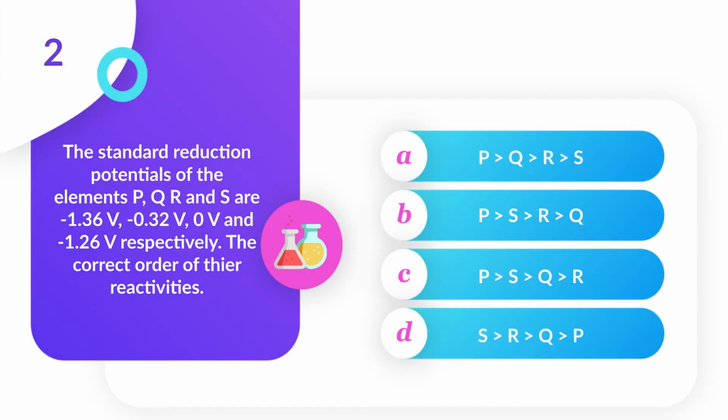So the next question is, let me read out the question. The standard reduction potentials of the elements P, Q, R and S are minus 1.36 volt, minus 0.32 volt, 0 volt and minus 1.26 volt respectively. The correct order of the reactivities would be, and there are again 4 options. Now this question is a very straight cut question. If you know the concept once, you would be able to answer the question directly.